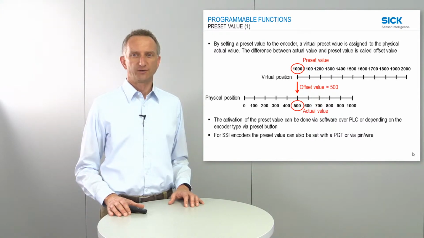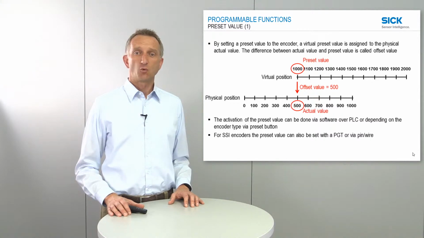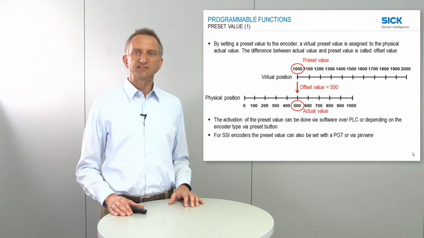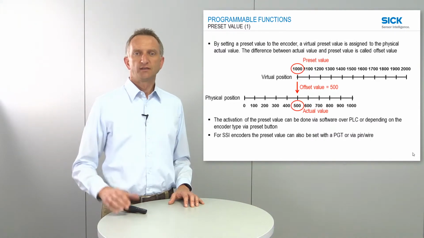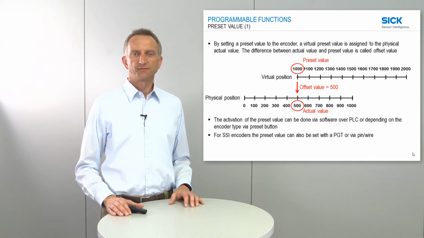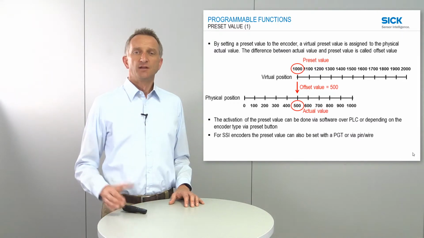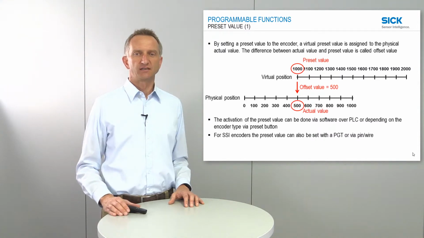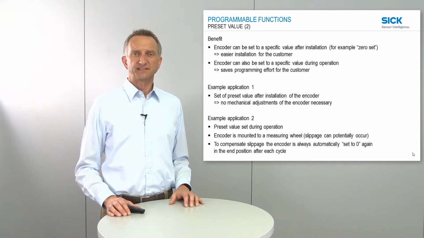Via pin or wire means we have an input on the encoder, and this input needs to be connected to electrical high level on the supply side. And in this case, when this input is set to this high level for minimum 100 milliseconds, then the preset value is activated. What are the benefits?